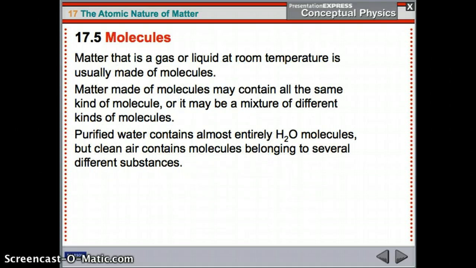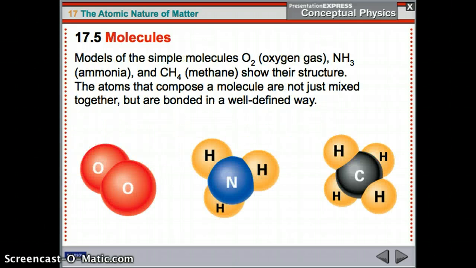So matter is usually made of molecules, if it's a gas or liquid at room temperature. And matter that is made of molecules could have a whole bunch of the same kind, or it could be a mixture of different molecules. So like water is almost entirely H2O molecules, but air is oxygen molecules and carbon dioxide molecules and all of those different types of molecules. So it's not just one kind.